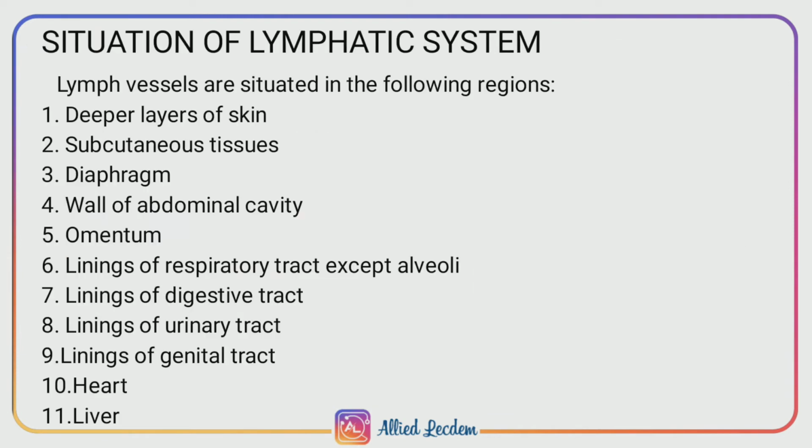Next we'll see the situation of the lymphatic system. The lymphatic systems are situated in places like deep layers of skin, subcutaneous tissue, diaphragm, walls of the abdominal cavity, omentum, linings of the respiratory, digestive, urinary and genital tracts, and also in the heart and liver.